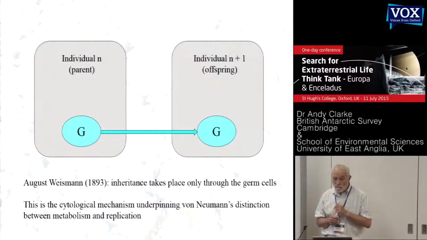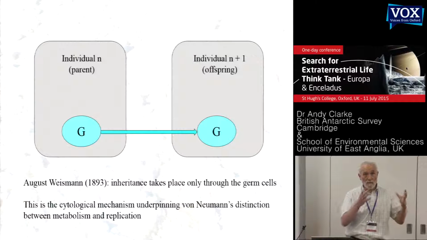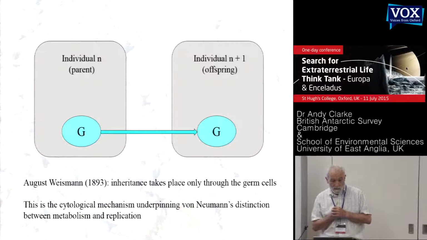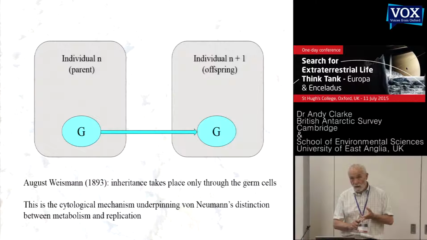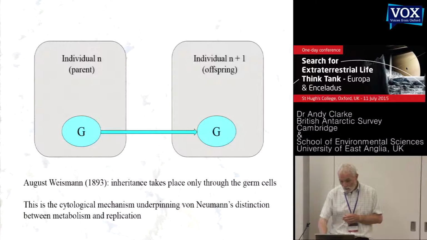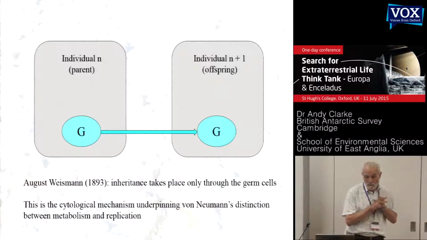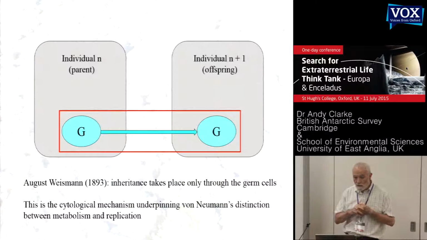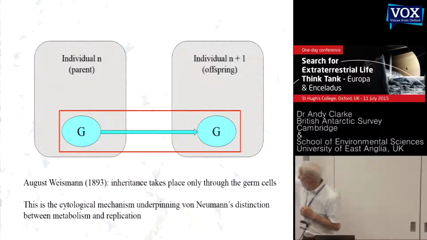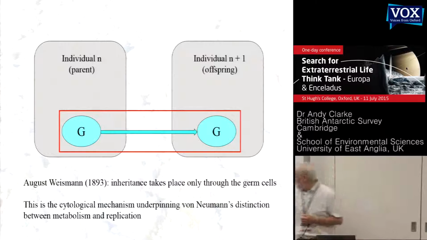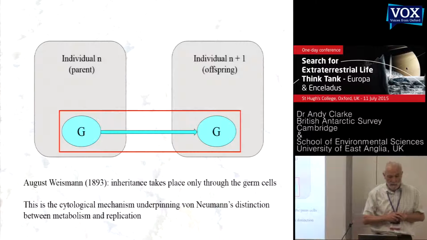And one of the distinctions that von Neumann produced in thinking about computers rather than organisms, but the thinking is directly applicable across, is that there is a distinction between metabolizing and replication, or as von Neumann put it, between the message and the interpretation of the message. And this links through to a classic piece of biology by Weismann, who understood then that inheritance only takes place through the germ cells. In terms of the promulgation of life, the body is completely irrelevant. It's there simply as a packaging for the germ line. So this is where inheritance takes place, from gamete to gamete.